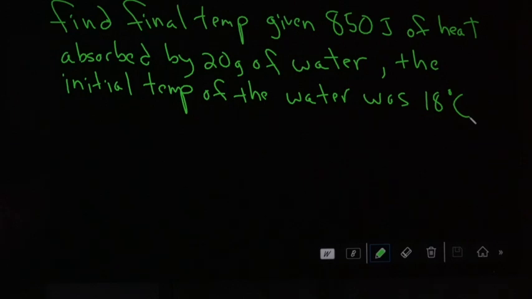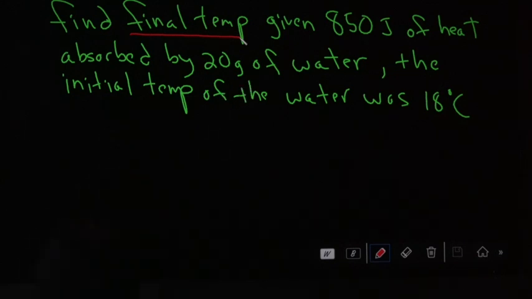Okay, so check this out. It says find the final temp given 850 joules of heat absorbed by 20 grams of water. The initial temperature of the water was 18 degrees. So you're going to go, okay, why is this hard? Well, first of all, final temp. Whenever the question wants initial temperature or final temperature, you got to solve for delta T first. So you got to plug all this stuff in and solve for delta T.